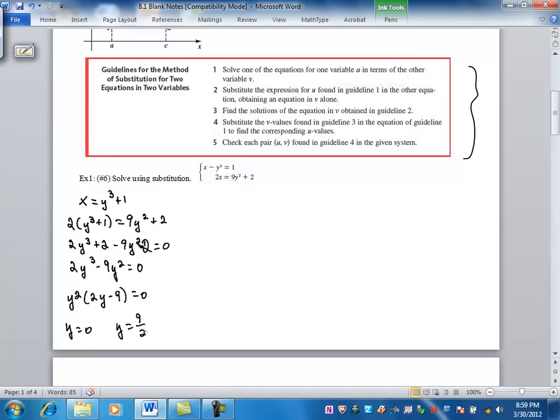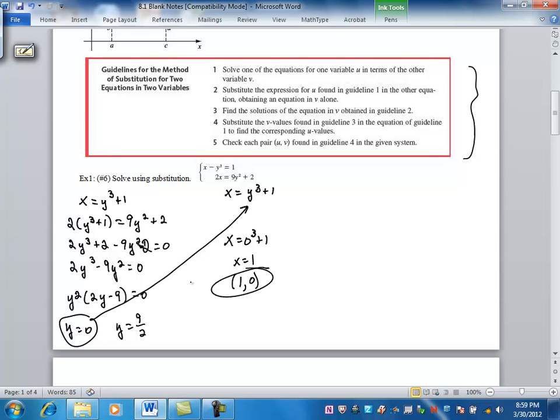Now let's think about this. We know that x is equal to y cubed plus 1. If we let y equal 0, we come up here and plug it in, so x equals 0 cubed plus 1, x equals 1. Now we always report these using an ordered pair. So we've got the solution 1, 0.